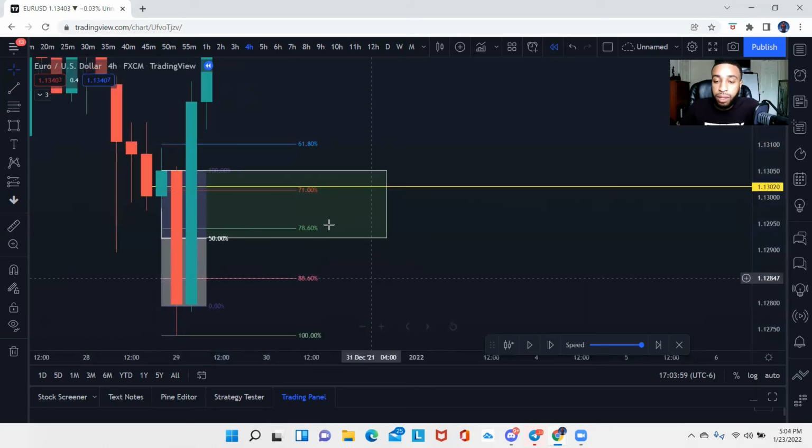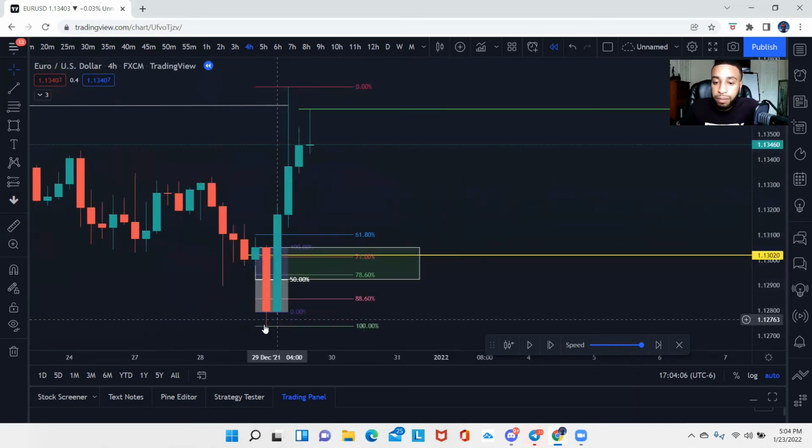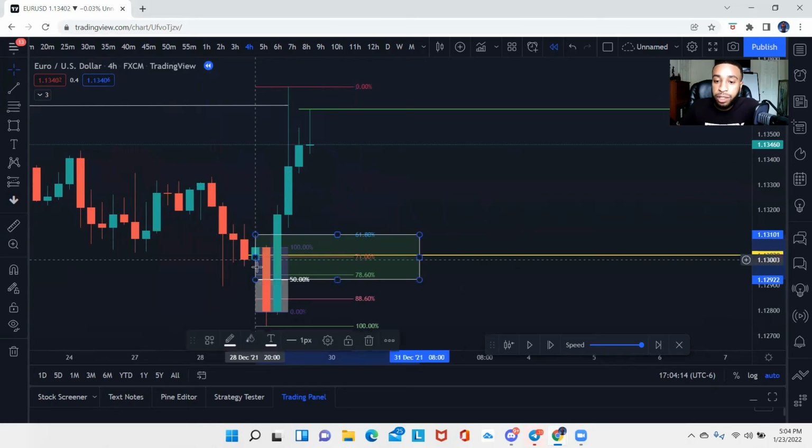So we're going to have the 71%. We're going to have the 78.6. All I did was I took my fib from the low to the high. And since we're looking for a long opportunity, this fib zone is where we could be looking for an entry in total. But I simply refined it to the 50% in the opening so that we can look for a more specific, more accurate area.